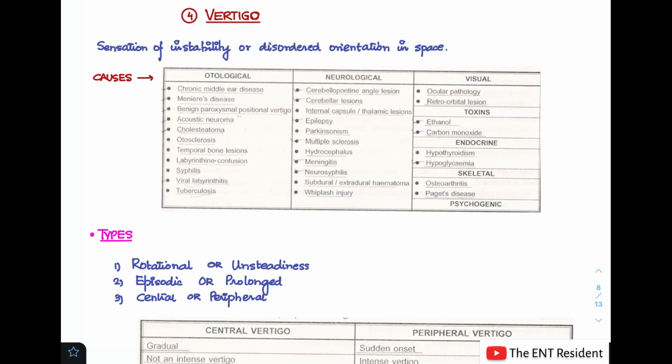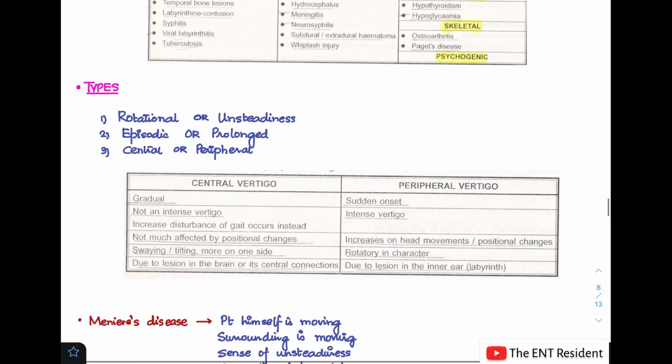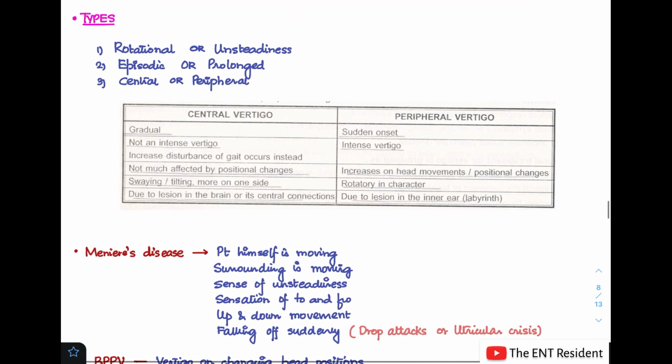Next chief complaint is vertigo or giddiness. Now what is vertigo first of all? Vertigo is a sensation of instability or disordered orientation in space. Vertigo can have n number of causes. There can be otological causes, neurological causes, causes in the eye or the orbit, toxins, endocrine causes, skeletal causes, and it can even be psychogenic. So when we describe vertigo, we also need to know the type of vertigo the patient is complaining of, whether it is rotational or unsteadiness, episodic or prolonged, central or peripheral.